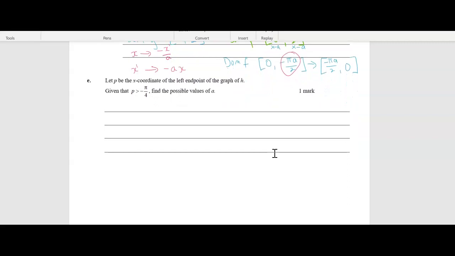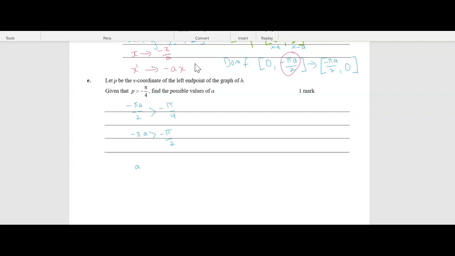Cool. All right, so question E, let P be the x-coordinate of the left endpoint of the graph of h. Given that P is greater than negative pi on 4, find the possible values of a. All right, so with our domain, we know that P being the x-coordinate of the left endpoint, it's going to be negative pi a on 2, which has to be greater than negative pi on 4. And then we're just solving for a. So negative pi a is greater than or equal to, so multiply by 2, so we're going to have negative pi on 2.